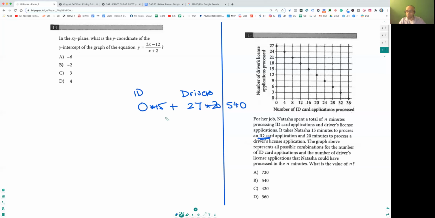But what if you took one other value, like maybe the second one? What does it say? It's got 4 ID cards, and then you've got 24 driver's licenses. Now let's try to do 15 plus 20. So what do you get here? This is going to be 480. 24 times 2 is 48, so 480. And this one over here, guys, is 4 times 15, that's 60. Now, if you add it, 60 plus 480 is still 540. So it doesn't matter. It's all 540 over here, folks.